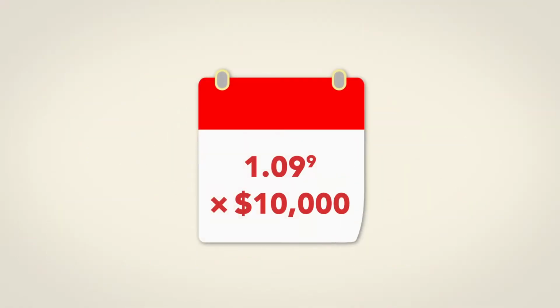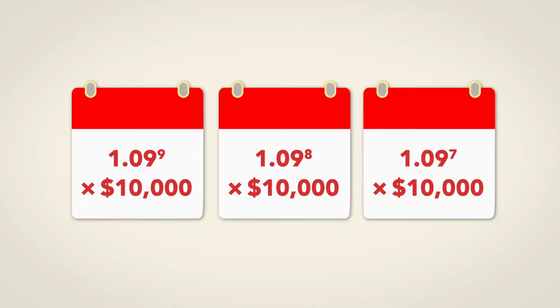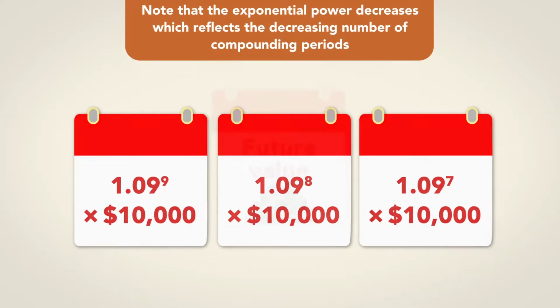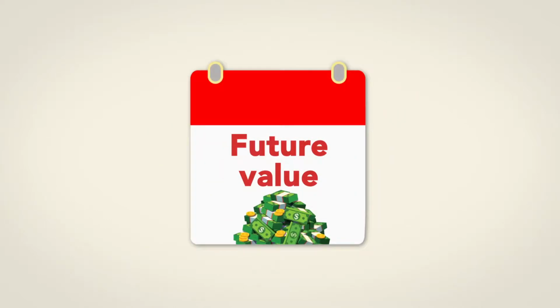That formula is 1.09 raised to the power of 9, then multiplied by $10,000. Then the value of the second payment would be calculated at 1.09 raised to the power of 8, and multiplied by 10,000. The third would be 1.09 raised to the power of 7, then multiplied by 10,000, and so on. Note that the exponential power decreases, which reflects the decreasing number of compounding periods. Acme would then add the value of all the cash flows to get the future value of the annuity.